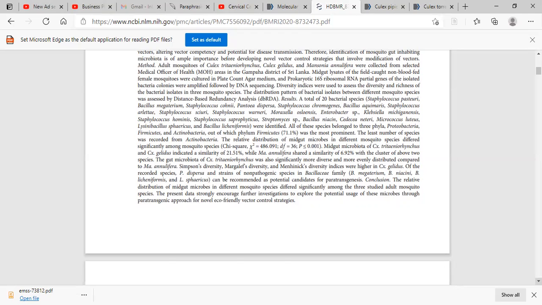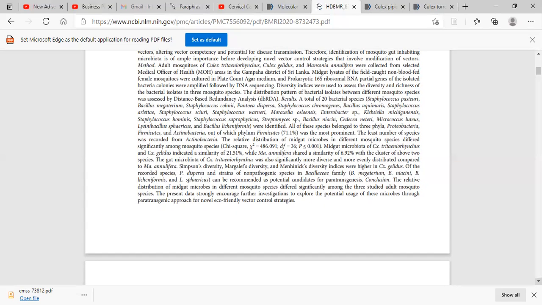So the relative distribution of the midgut microbiome differs significantly among the mosquito species. The midgut microbiota of the Culex indicated a similarity of 21%, while these share 6 point, with a cluster of the above two species. The gut microbiota of the Culex was also significantly more diverse and more evenly distributed compared to the other mosquito species, so the molecular diversity was higher. Of the recorded species, Bacillus can be recommended as a potential candidate for paratransgenesis.